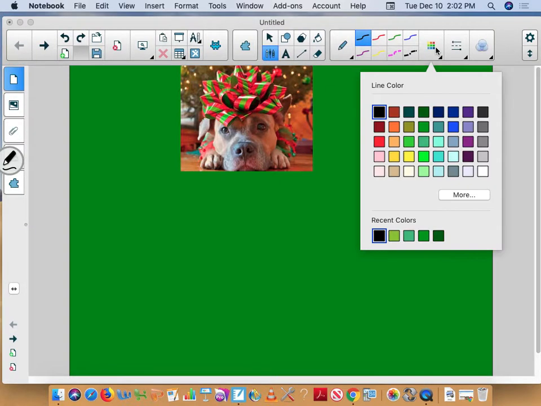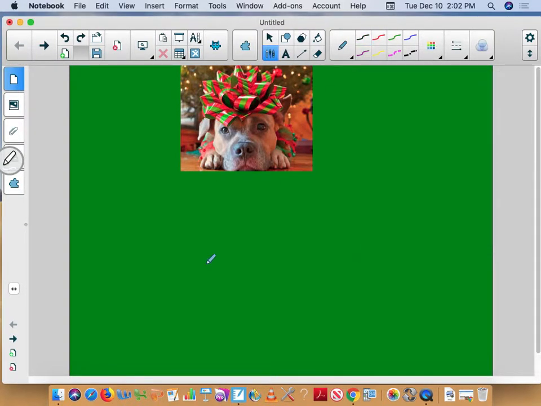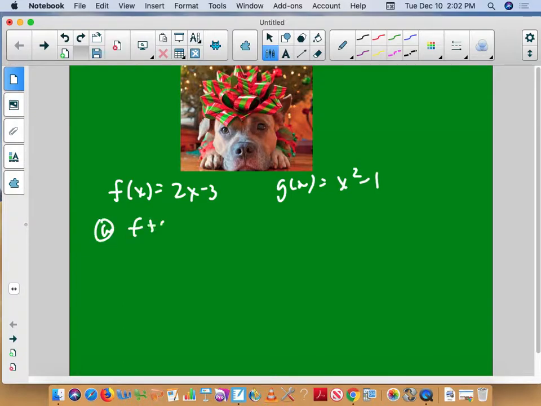Listen carefully. On your worksheets, your first example was f of x is 2x minus 3, and g of x is x squared minus 1. So letter A could come at you in a notation like this, f plus g of x, which means exactly the same as f of x plus g of x. You've seen both of those in my class, okay?